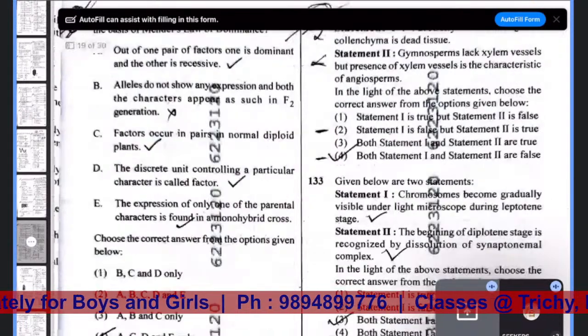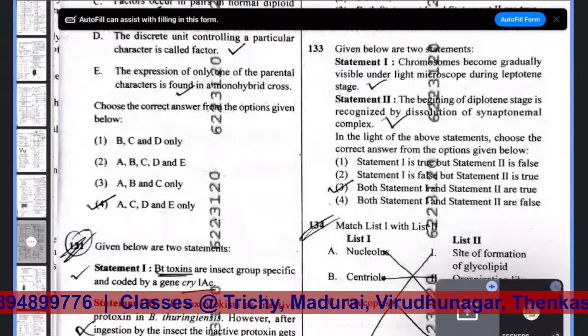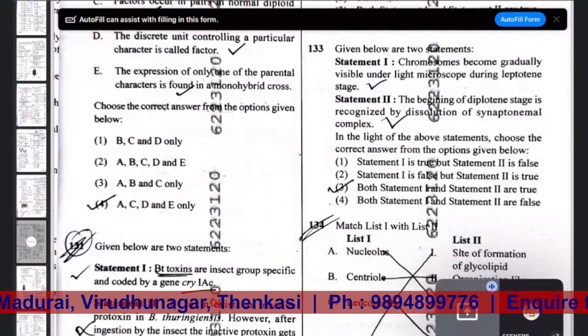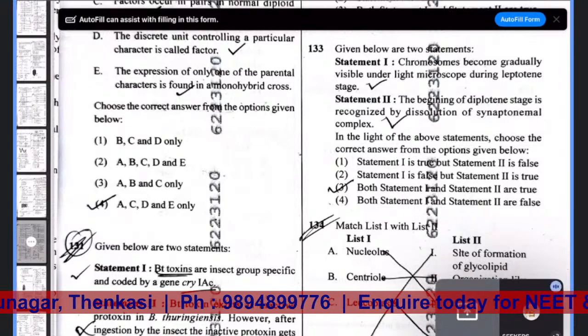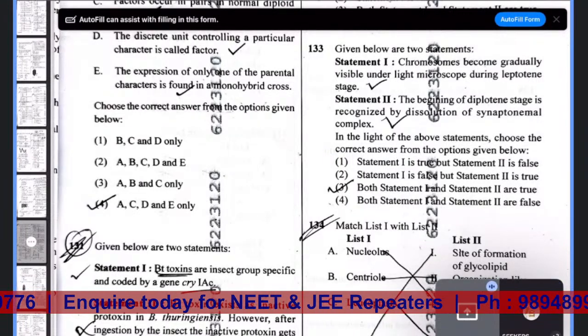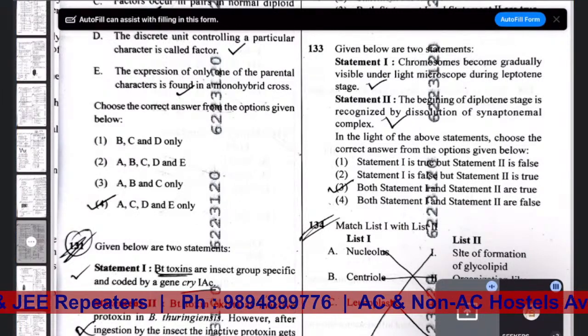Question number 133. Given below are 2 statements. Statement 1: chromosomes become gradually visible under light microscope during leptotene stage. Here, statement 1 is right. Statement 2: the beginning of diplotene is recognized by dissolution of synaptonemal complex, which is also true. Both the statements are true, and we can go for option 3.